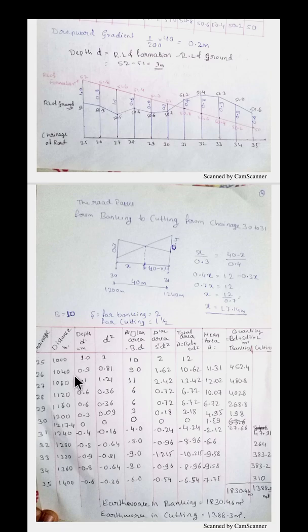So 1 squared is 1, 0.9 squared is 0.81, 1.1 squared is 1.21, 0.6 squared is 0.36, again minus 0.4 squared is minus 0.16. If you calculate with the calculator, minus 0.4 squared will become plus 0.16, but I have written minus 0.16 because this is the depth for the cutting portion, as our indication. Correct. So minus 0.8 squared is minus 0.64, minus 0.9 squared is minus 0.81, minus 0.8 squared is minus 0.64.